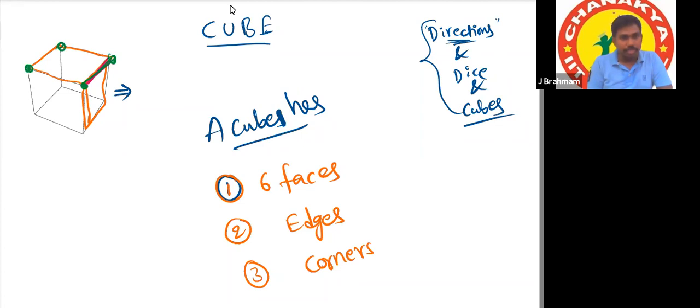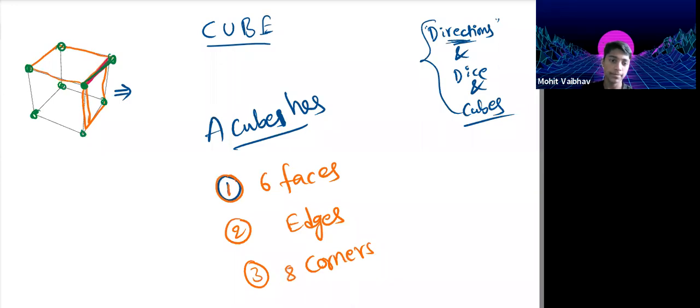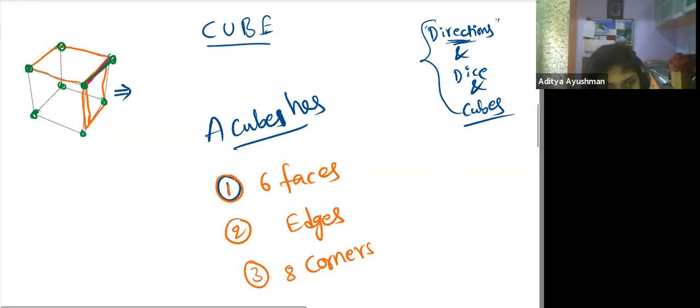Yes or no? Similarly, the bottom also has another 4. These 4 are another 4 corners. In total, how many corners are there? 8 corners, sir. How many edges? Sir, 12 edges.